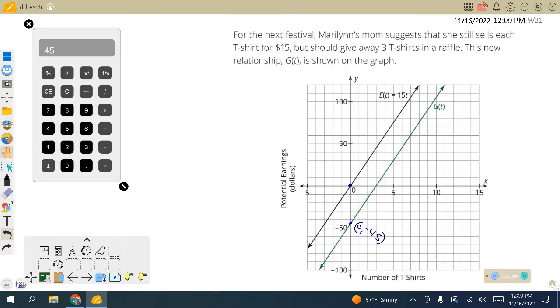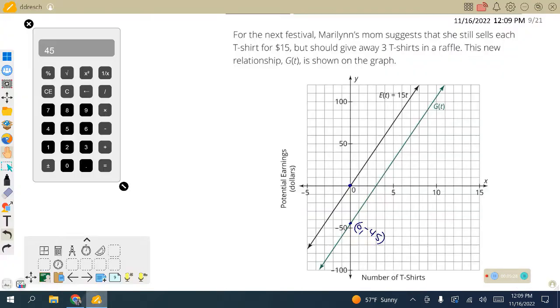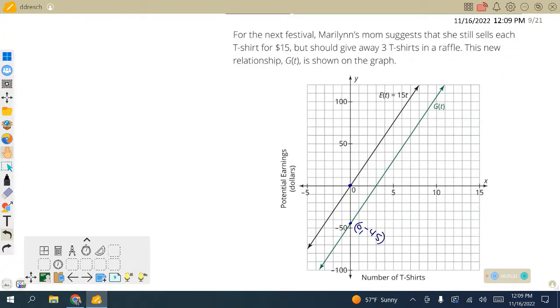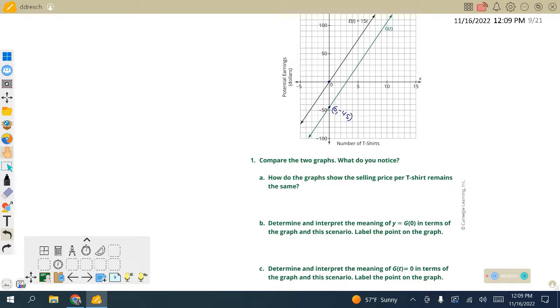If you do give away freebies, you have to pay for it somehow, right? So you're starting in the hole already $45. What does that mean? How many t-shirts do I need to sell to get out of that hole? Once I get out of that hole, the money I start making, I get to keep. That's my earnings. But right now, we're in the hole $45. To get out of that hole, I need to sell so many t-shirts. Well, let's talk about that. Okay, on this page, letter A, how do the graphs show they are selling at the same price per t-shirt? What do we say about the slopes?